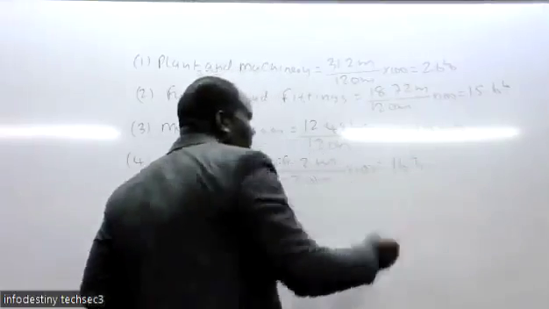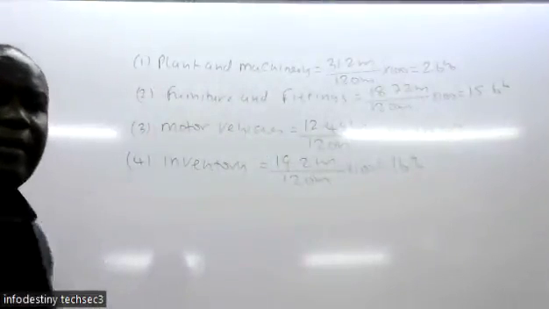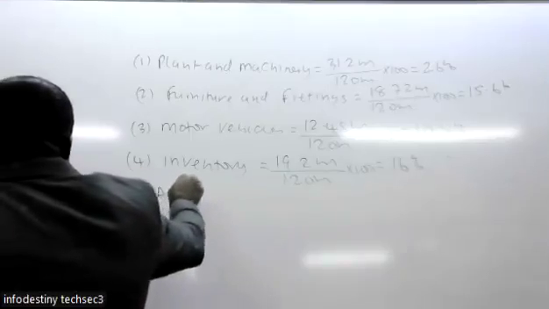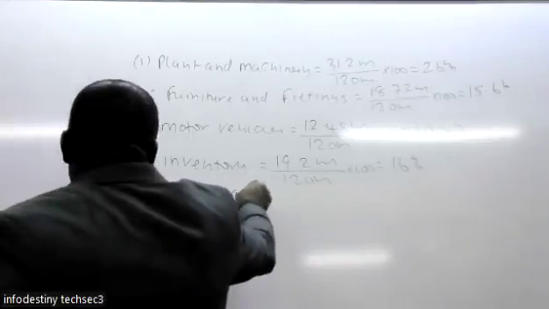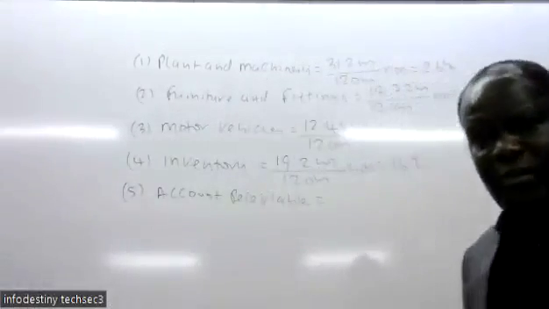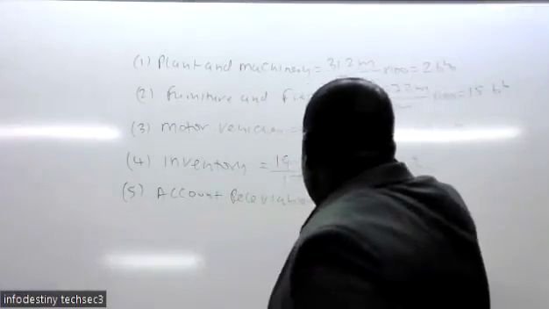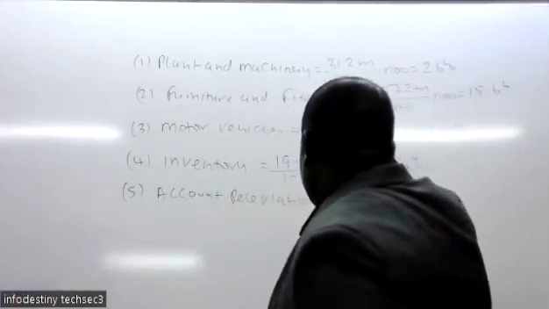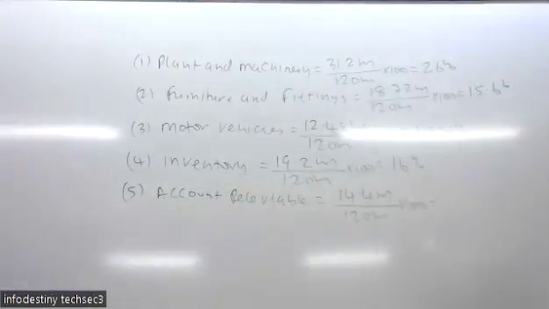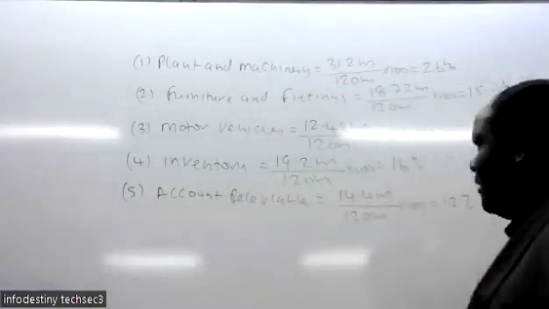Exactly 16. The next one is account receivable. For the account receivable, it is 14.4 million, also divided by 120. We express it as a percentage. So we should get 20%.